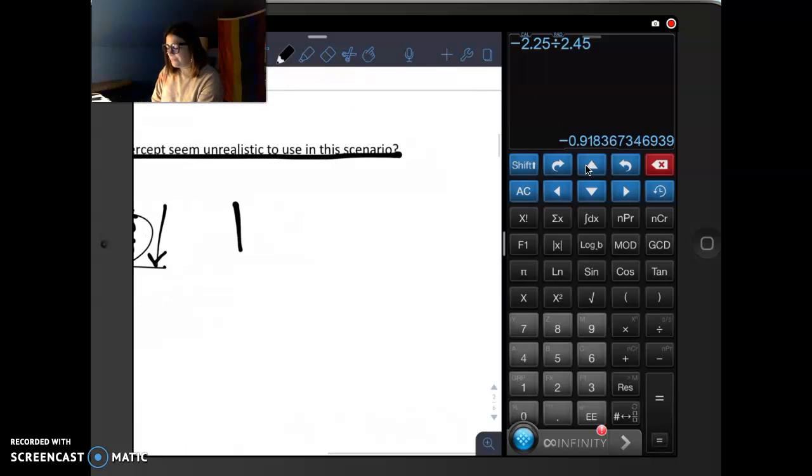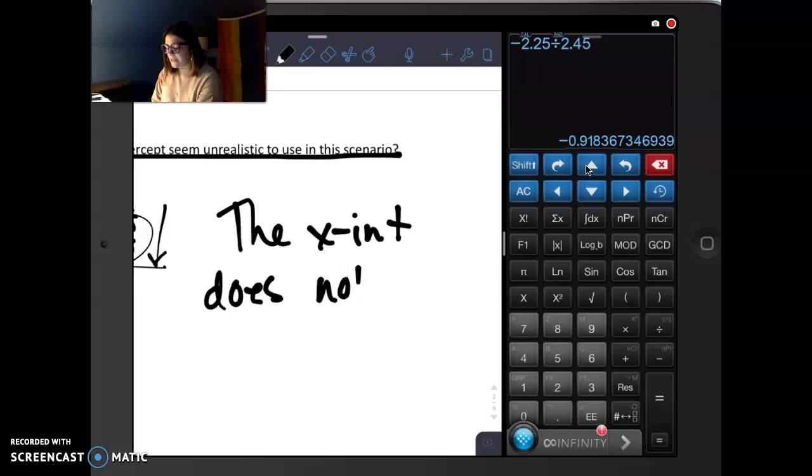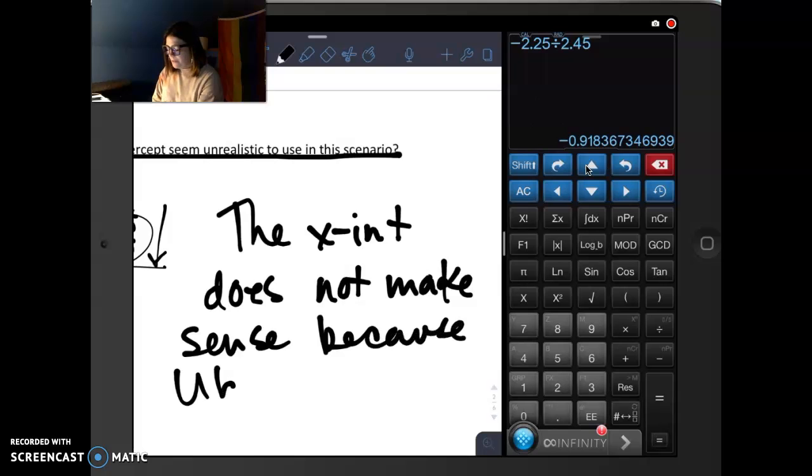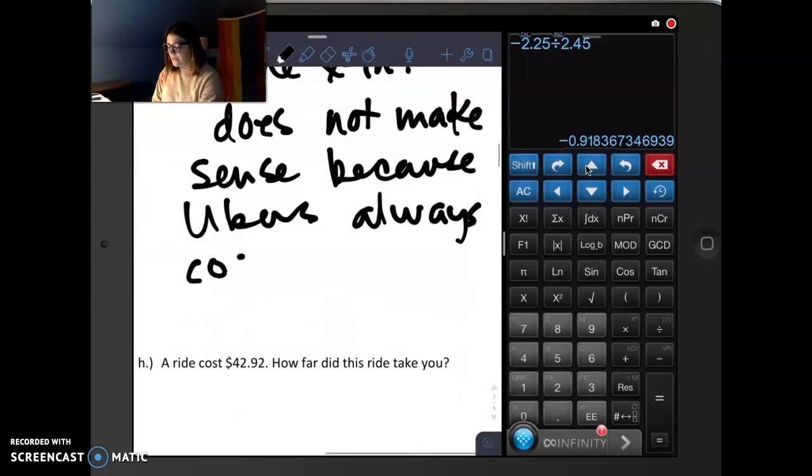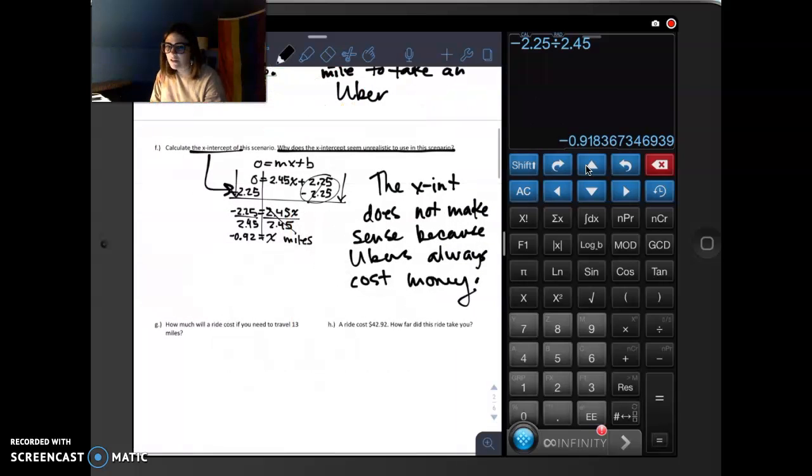So the x-intercept does not make sense because Ubers always cost money, right? They're never going to be negative miles. Like, you're never going to get an Uber ride for $0. And that's what this question was asking: when are you going to get to $0? Never, if you're taking an Uber. That's why this answer is so ridiculous.